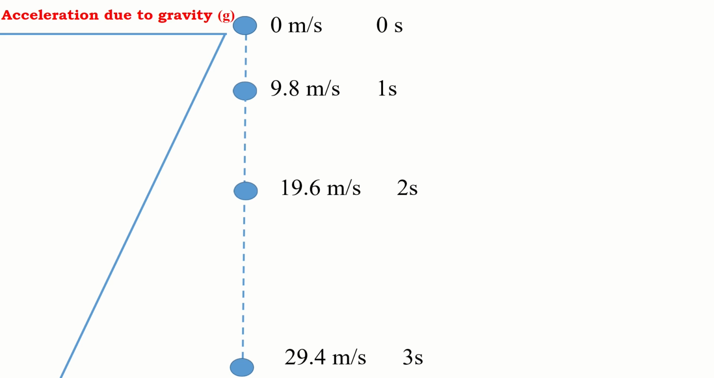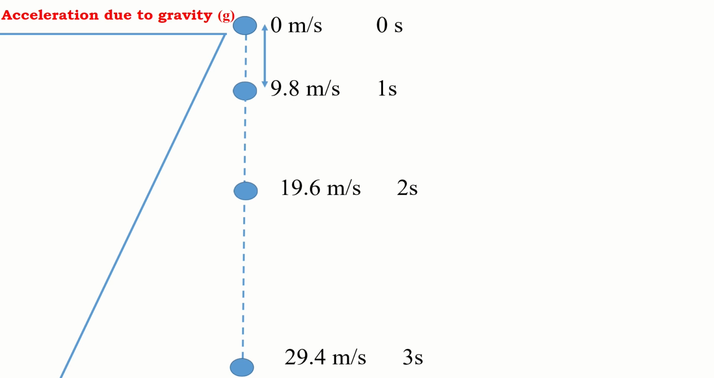Every second the velocity is increasing, and this increment is of 9.8 meter per second. Look at this. In the first second the increment is 9.8, in the second also, 19.6 minus 9.8 becomes 9.8 meter per second. Here also, 29.4 minus 19.6 gives 9.8 meter per second. Every second velocity goes on increasing, and this increment is by 9.8 meter per second.